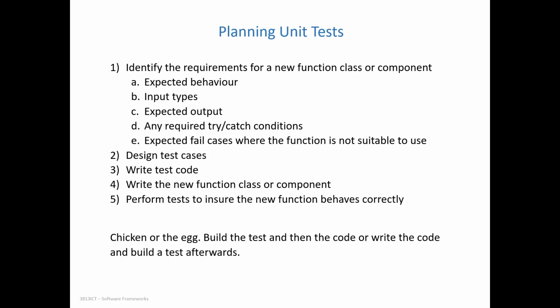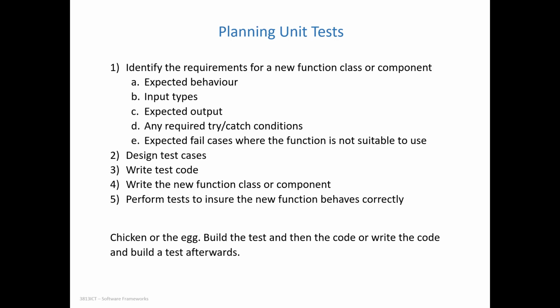Planning for unit tests. Identify the requirements for a new function or class. We need to look at the expected behavior, the types of inputs, the expected outputs, any required try-catch or error checking conditions, and the expected fail cases where the function is not suitable for use. We need to design a test case or test cases, write some test code, then write our function, class or component to meet the needs of that test code. Then we perform our test to ensure that any new functions behave correctly.